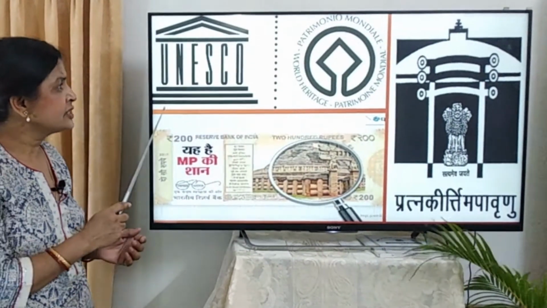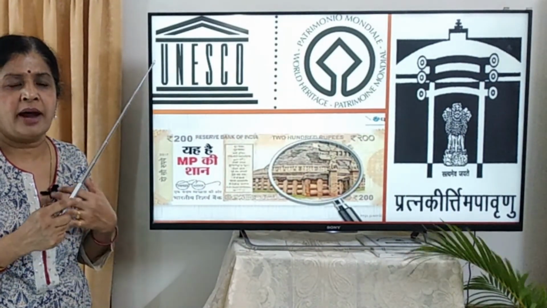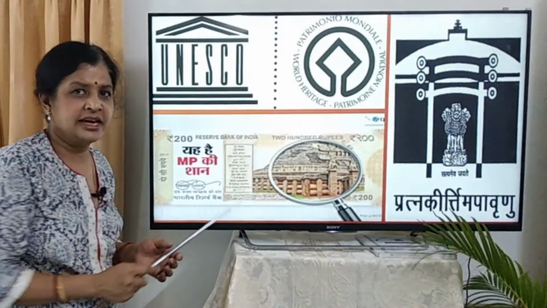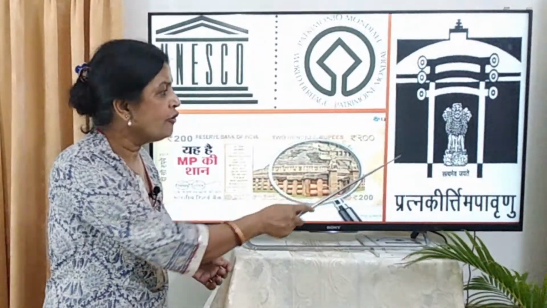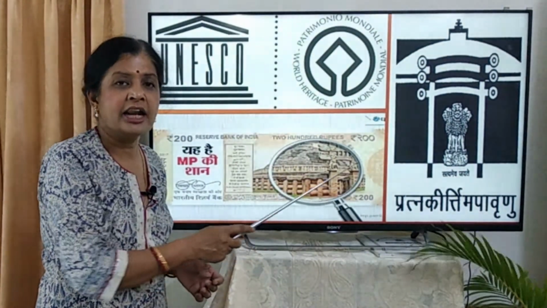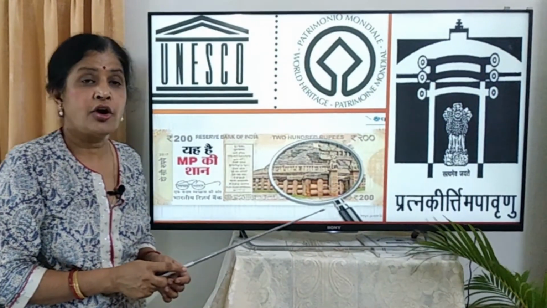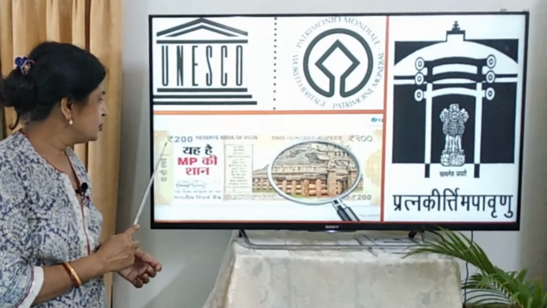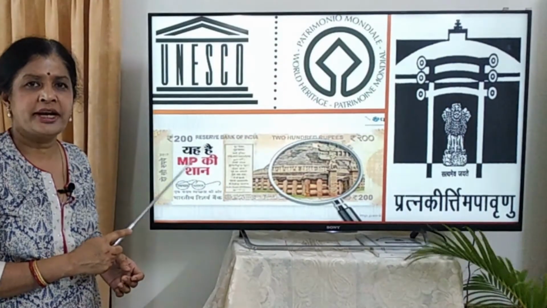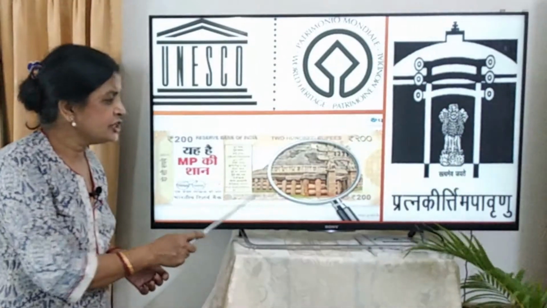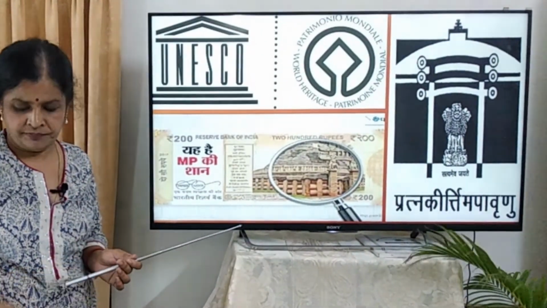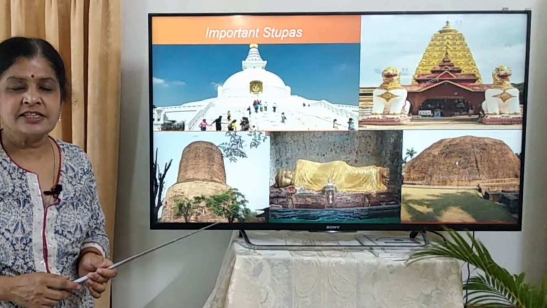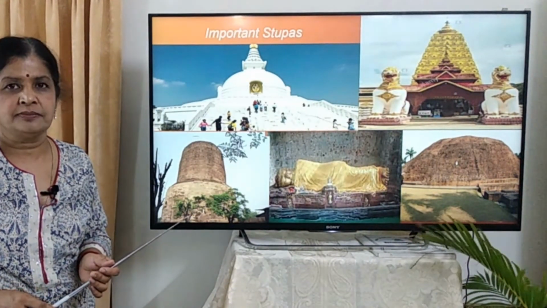Today, UNESCO has made it a World Heritage Site. It is the symbol of our ASI, the Archaeological Survey of India. Not only this, on the 200 rupee denomination, we find that Sanchi Stupa is shown. So you can see the significance and importance of Sanchi.